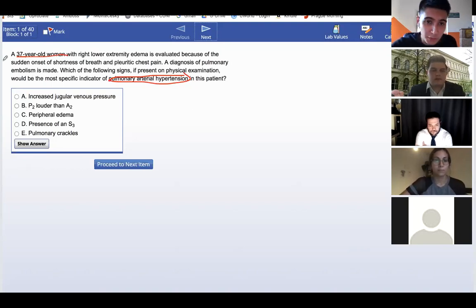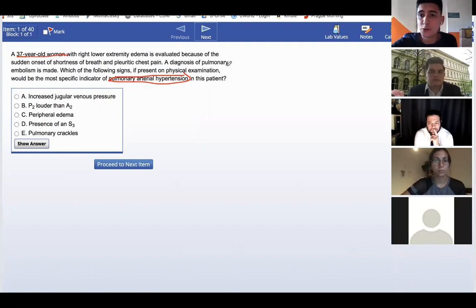So if we want to look at the answer choices now, pulmonary arterial hypertension. The classical scenario for that is pulmonary embolism. So there are multiple small microembolisms that can over time lead to secondary pulmonary arterial hypertension. So this is a classical scenario. But what they're asking you is, what is the most specific indicator in physical examination? So you should also be familiar with some physical examination findings.